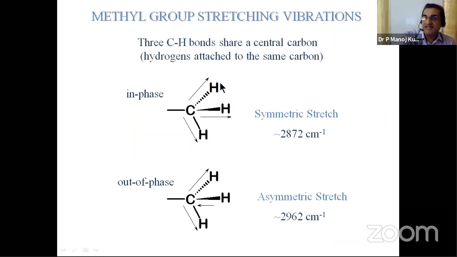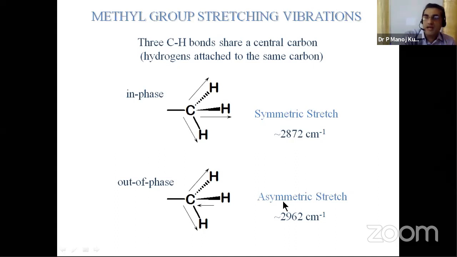For example, we have a methyl group, and the factor that affects it here is coupled interaction, because of the 3 carbon-hydrogen bonds. Previously we discussed the methylene group, where we had only 2 hydrogen atoms, whereas in the methyl group we have 3 hydrogen atoms. So what can happen here? All 3 hydrogen atoms move away and come back in the same phase. You call it symmetrical stretching. In another mode they are not in phase: some move towards while another moves away. That is asymmetric stretching.